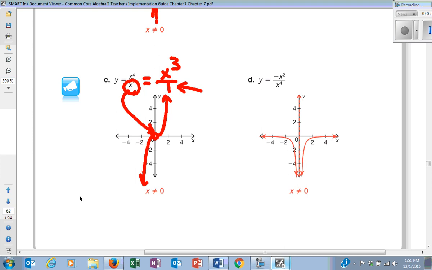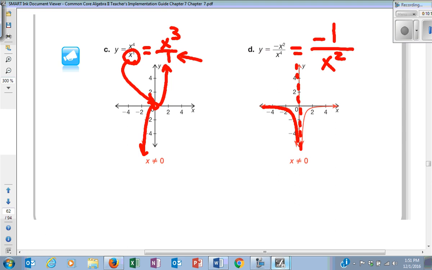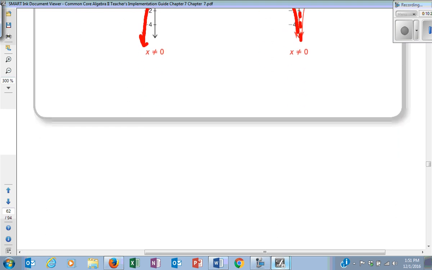This right here is going to look like -1 over x squared. And so that's why this graph looks like that. And there is a hole at x equals 0, but there's an asymptote that overrides the hole. So sometimes you can have a hole and you can have an asymptote, but sometimes the asymptote overrides the hole.